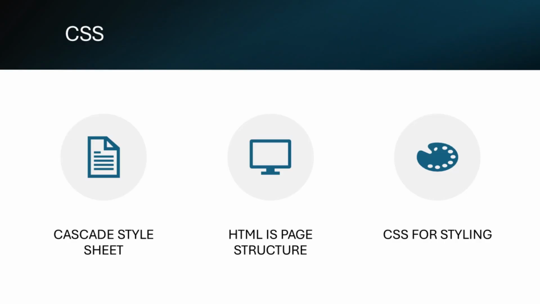CSS is a style sheet language. It stands for Cascading Style Sheets. It works hand in hand with HTML. HTML is the structure of the page and CSS is used for styling page elements.